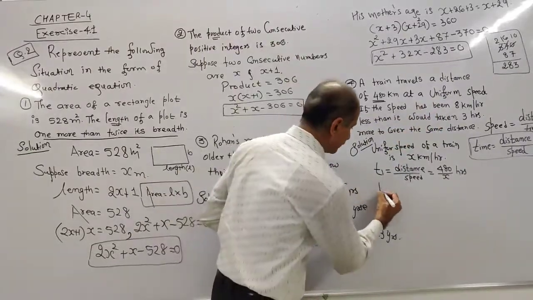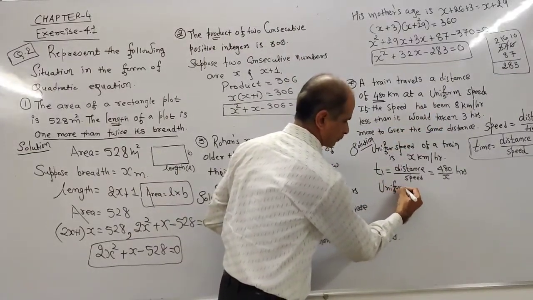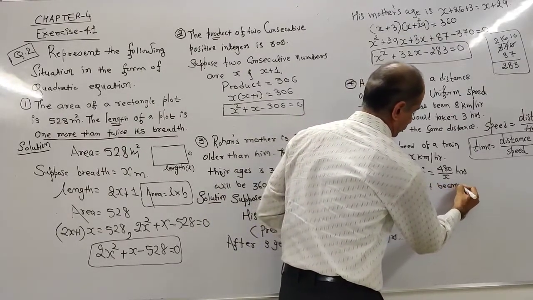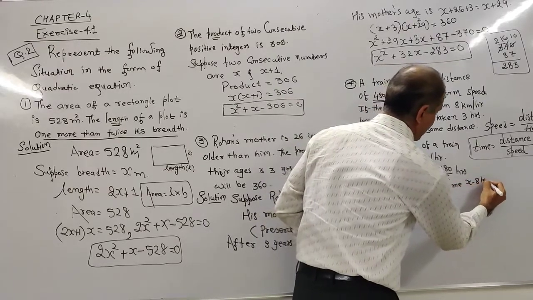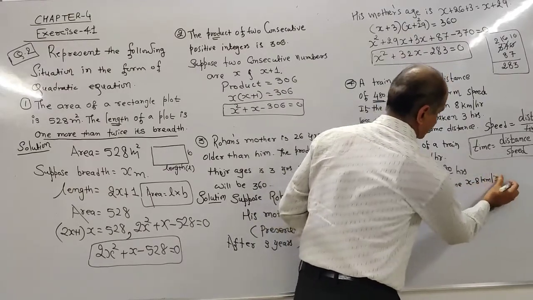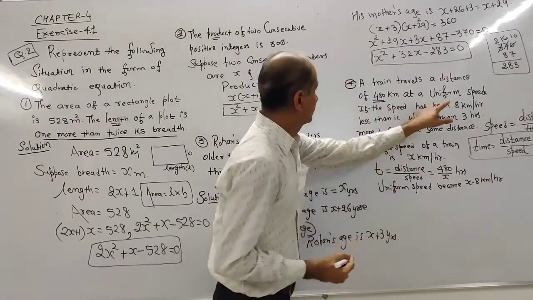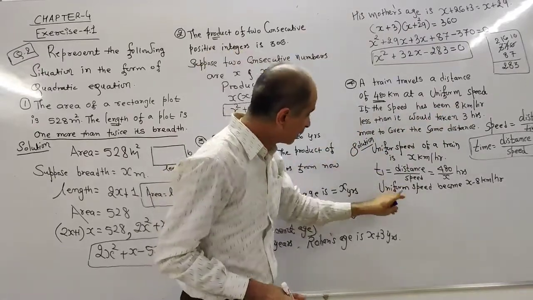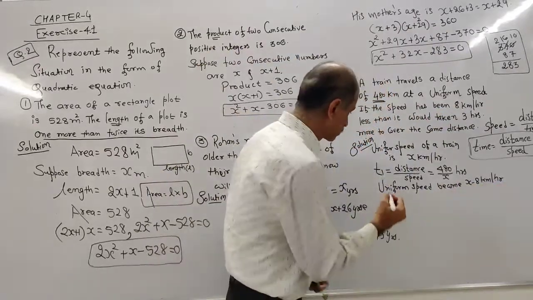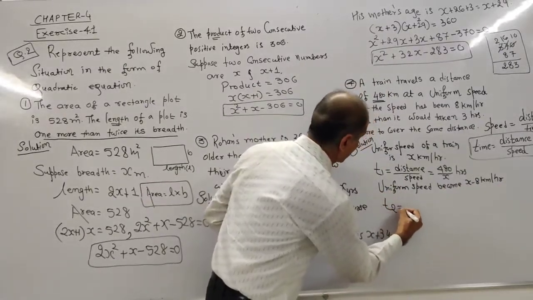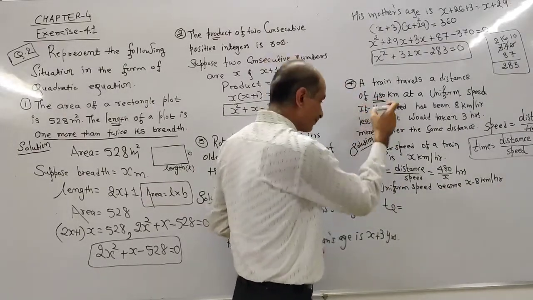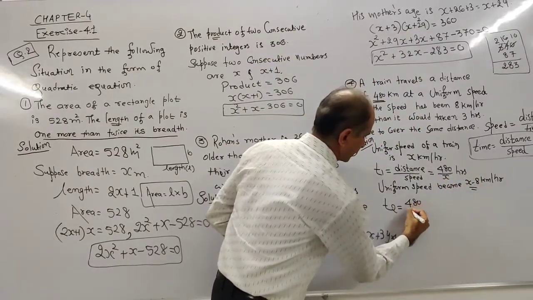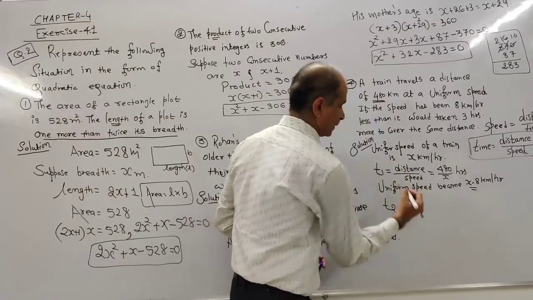So now the uniform speed becomes x minus 8 kilometer per hour. If the speed has been 8 kilometer per hour less than its usual speed, the uniform speed becomes x minus 8. So the time taken to cover the 480 kilometer distance at the speed of x minus 8 kilometer per hour is 480 upon x minus 8 hours.